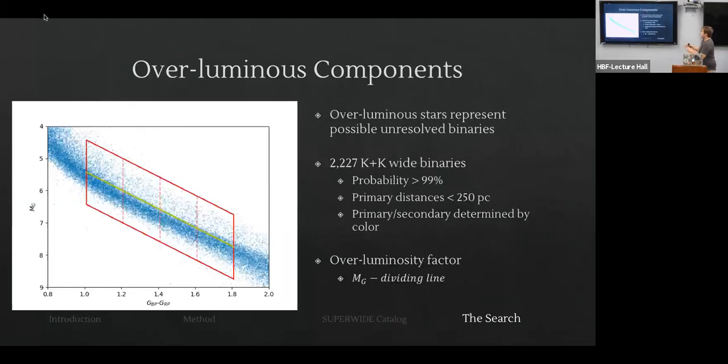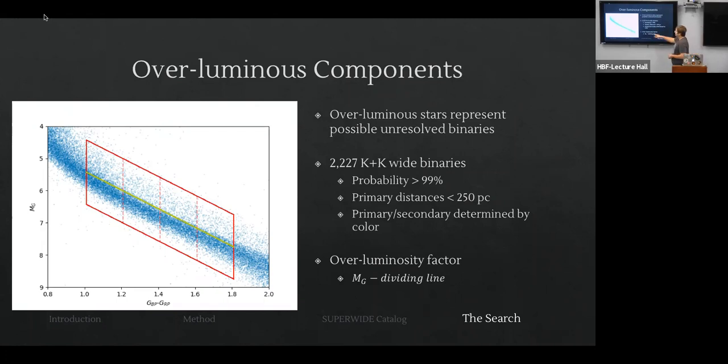If we zoom in on the K dwarf region, the red box is the area of the K dwarfs. You can see that there are two parts. You have this main sequence here, which represents the single star main sequence, and then you have this overluminous double main sequence here, where most of those stars are most likely overluminous because of an unresolved companion next to them. Because we're dealing with a catalog of wide binaries, this represents possible triple systems and quadruples.